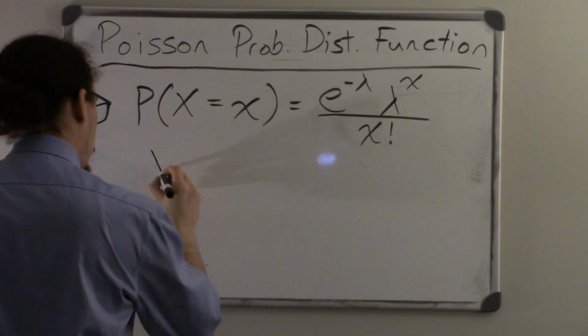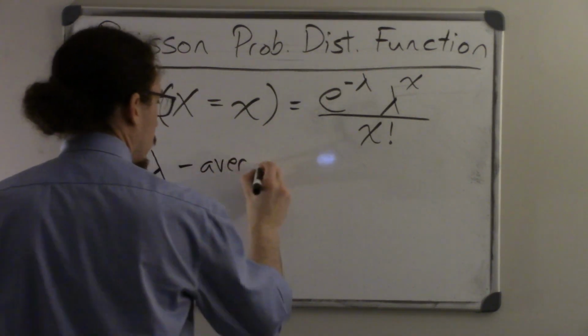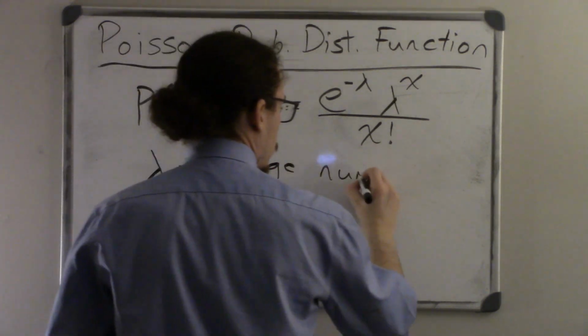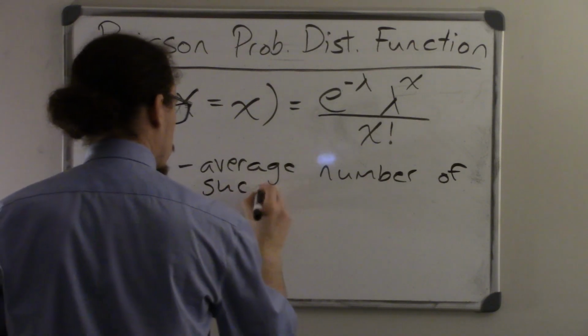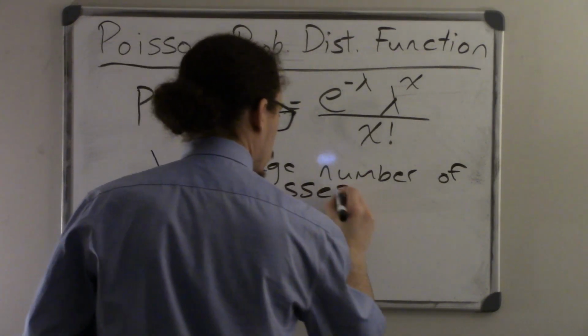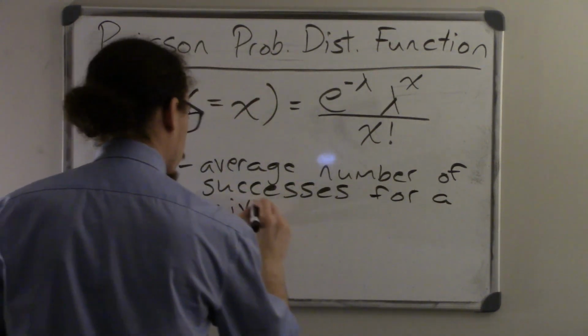Lambda is the average number of successes for a given interval.